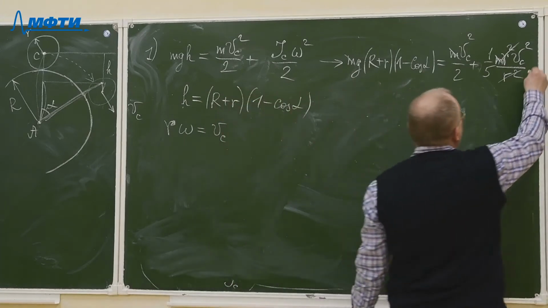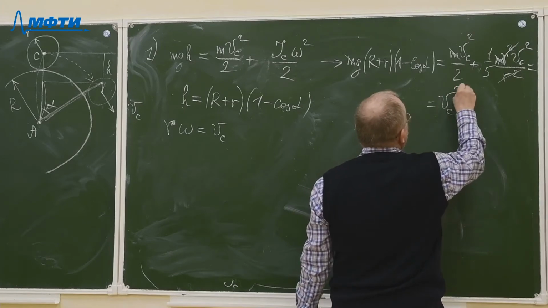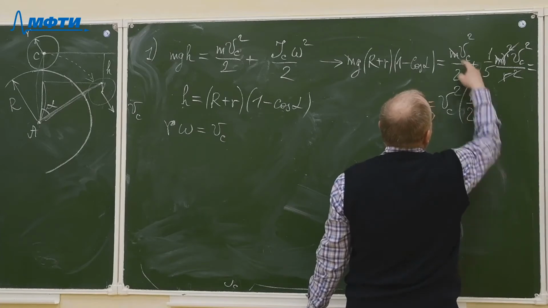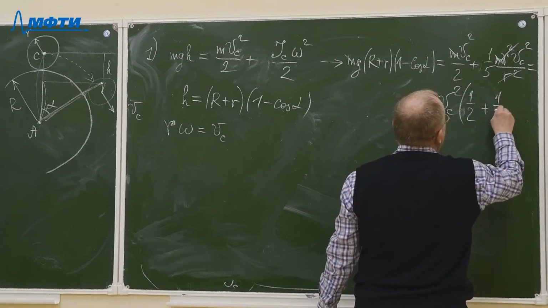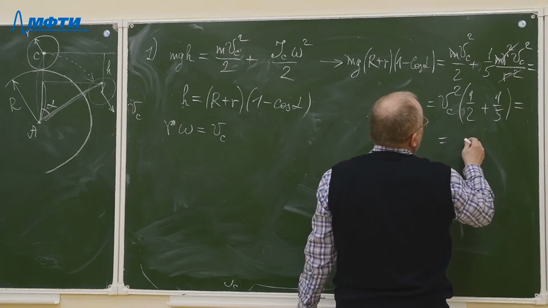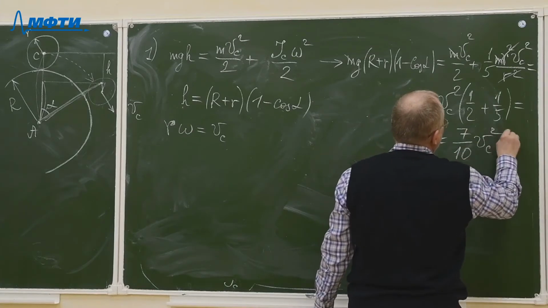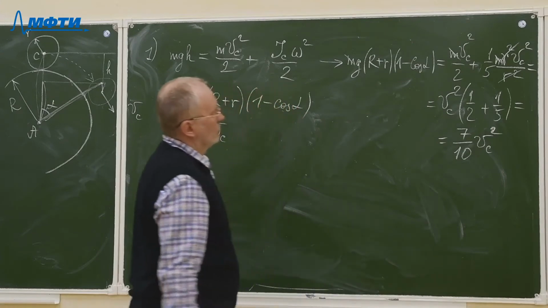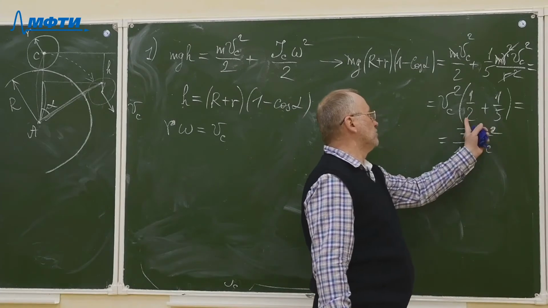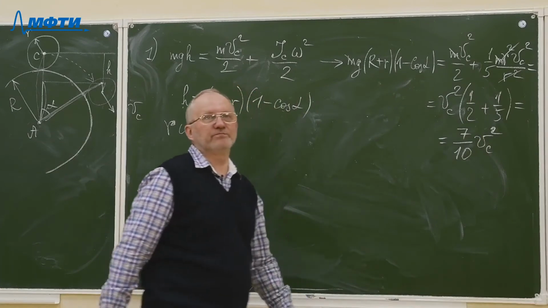And here we will find v c squared can be factored, and in the round brackets that will be 1 over 2 plus 1 over 5. So in the end we will obtain 7 divided by 10 v c squared. The common denominator will be 5 times 2, which is 10, and in the numerator we will have 5 plus 2, which is 7.